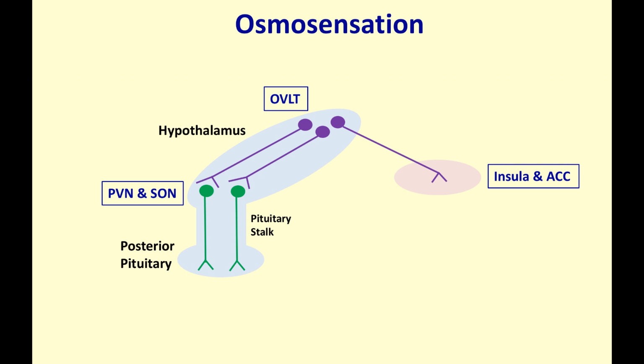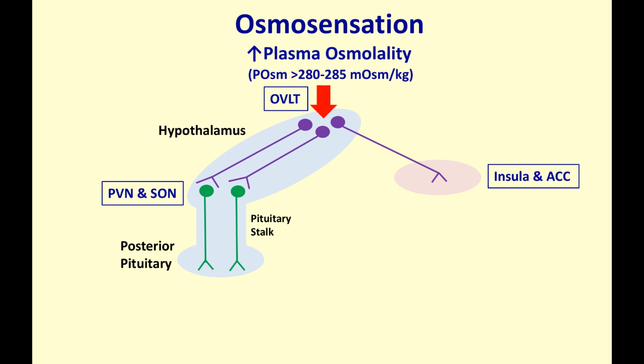How does the process of osmosensation work? Well, if your osmolarity is high, more than 280 to 285, the OVLT is going to sense that, and it's going to send a signal first to your thirst centers located in the insula and anterior cingulate cortex, and you're going to be thirsty. The other signal is sent down from the OVLT to another site in the hypothalamus where there are neurons forming nuclei. These nuclei are called paraventricular nuclei, PVN, and supraoptic nuclei. These are neuronal bodies where ADH is produced.